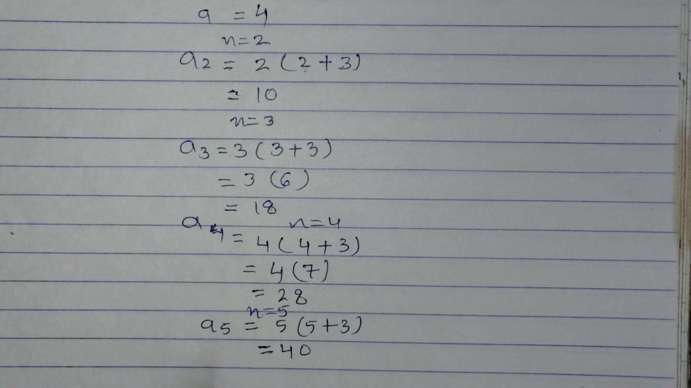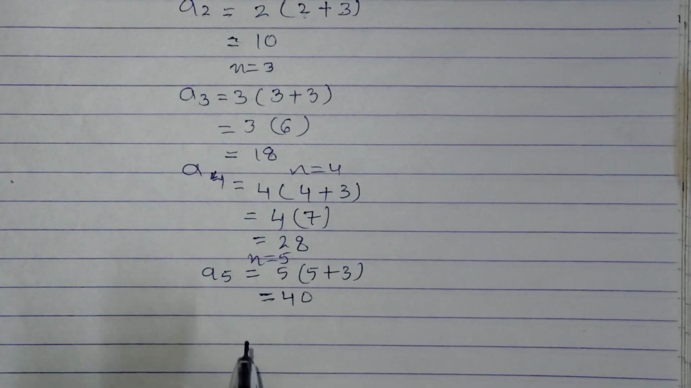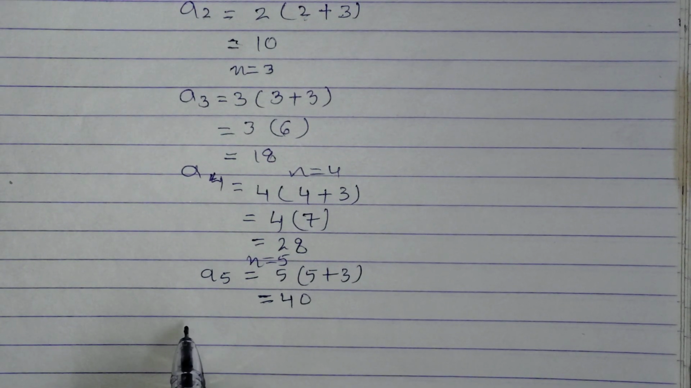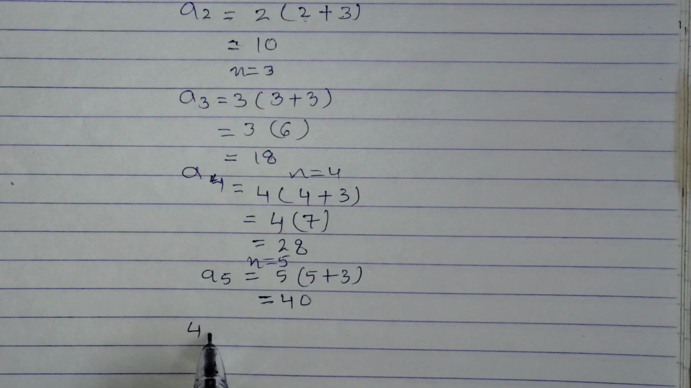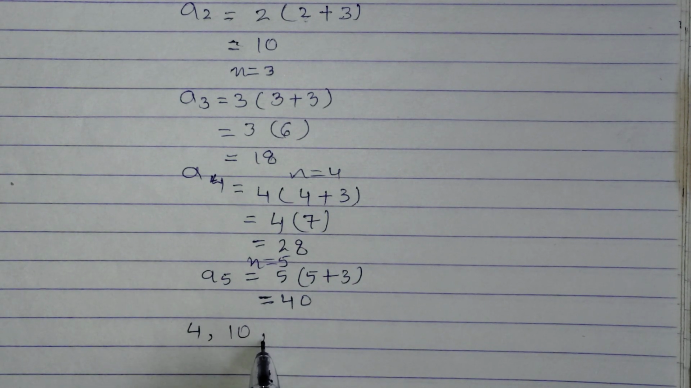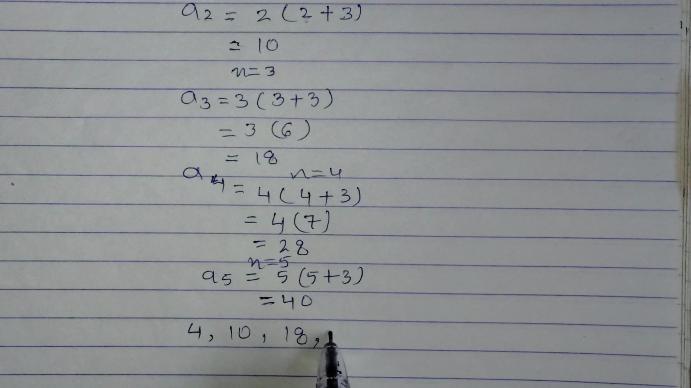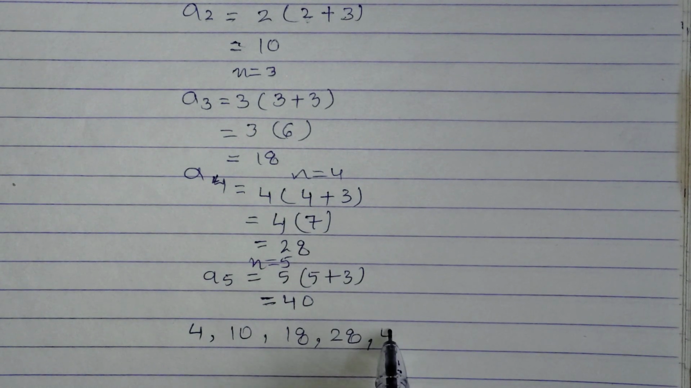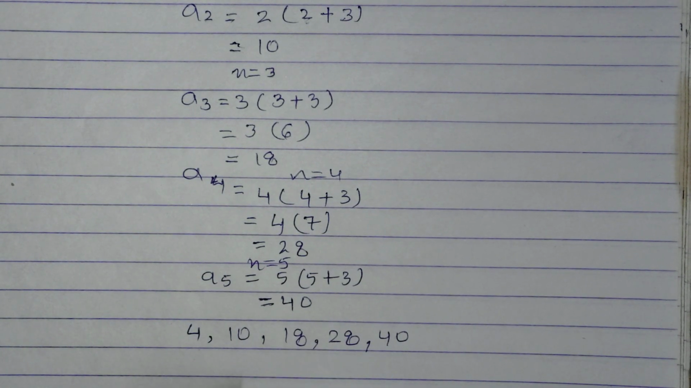So the first 5 terms of this series are 4, then 10, then 18, then 28, then 40. This is the answer we get here.